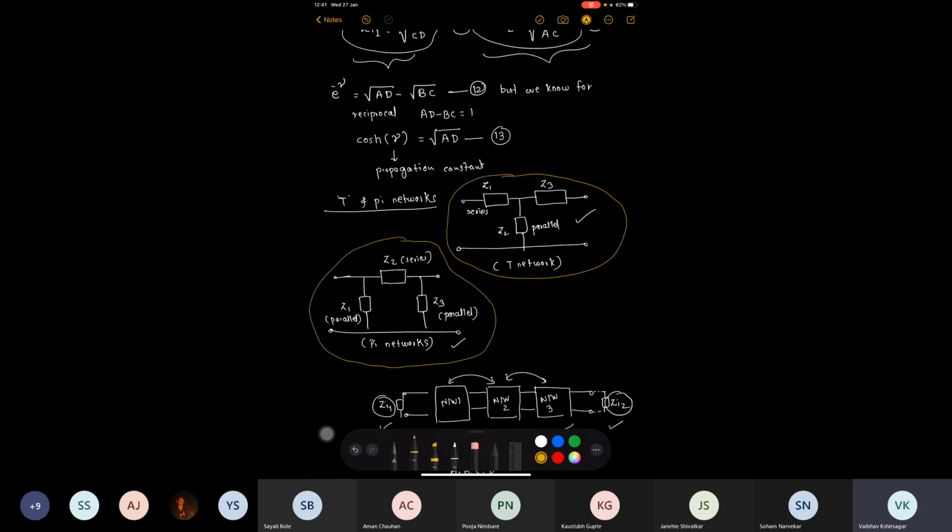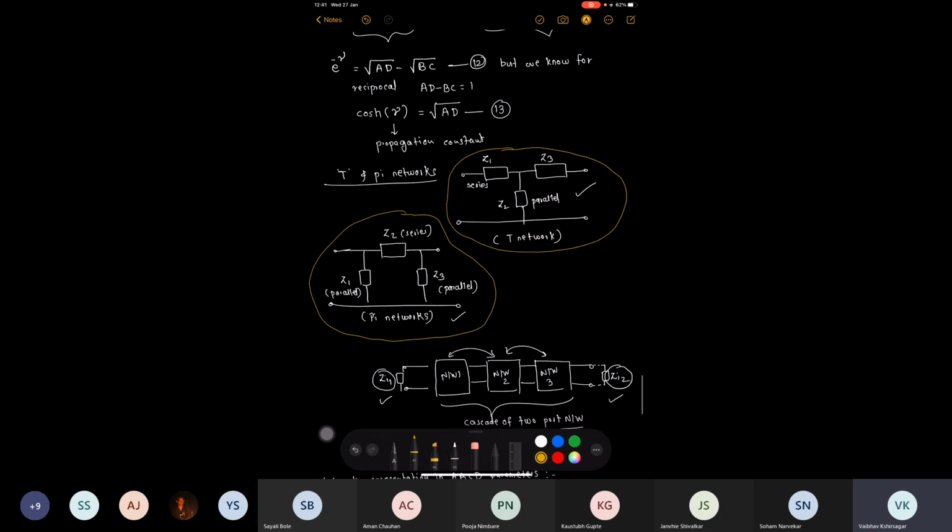Whenever you want to take the first element as a series, you need to take the T type configuration. And whenever you want to start with a parallel element first, then you need to stick with a pi type network. So these T type and pi type network model representations, as a basic building block of image parameter filter, are already discussed. They can be related with the impedance parameter also. So both the T type section and pi type section, right? So we go ahead.